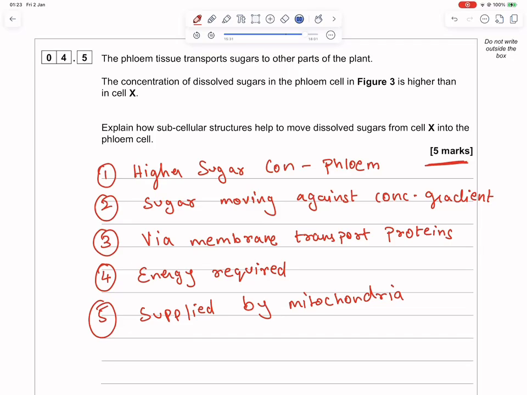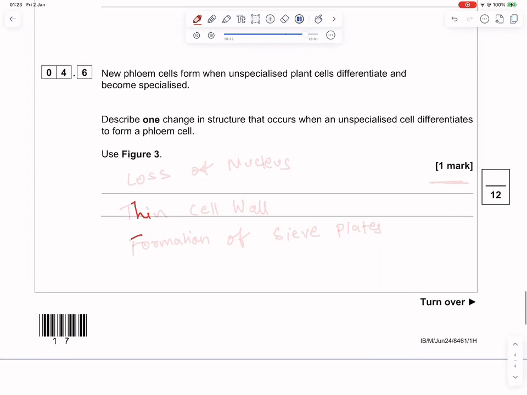Now let's move on to question 4.6. This is again 1 mark. What does 4.6 say? New phloem cells form when unspecialized plant cells differentiate and become specialized. Describe one change in structure that occurs when an unspecialized cell differentiates to form a phloem cell.